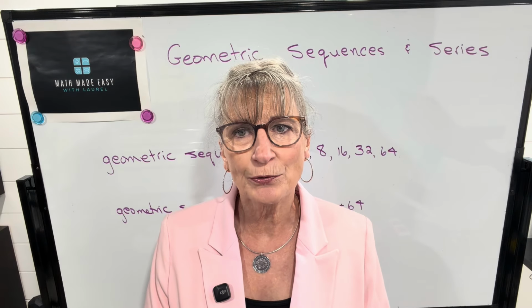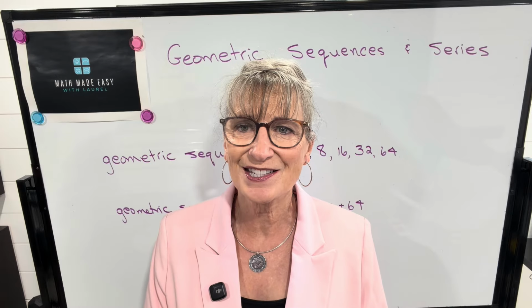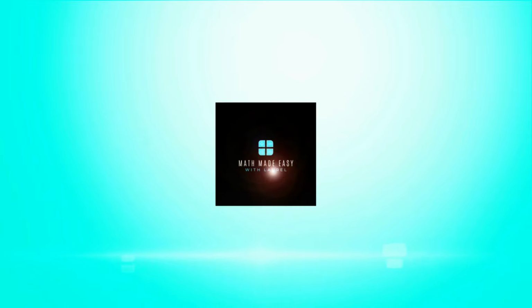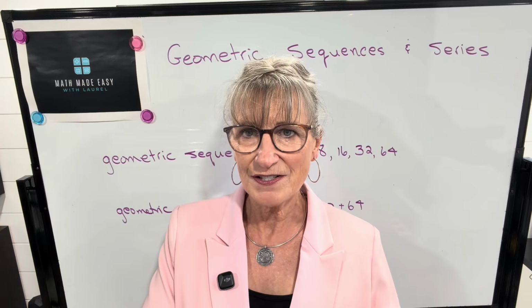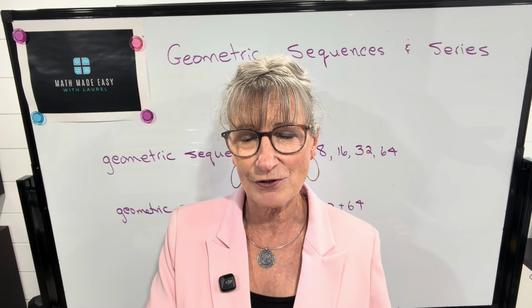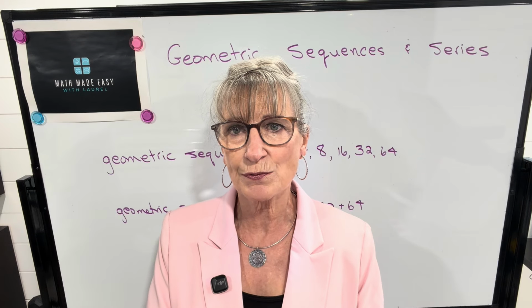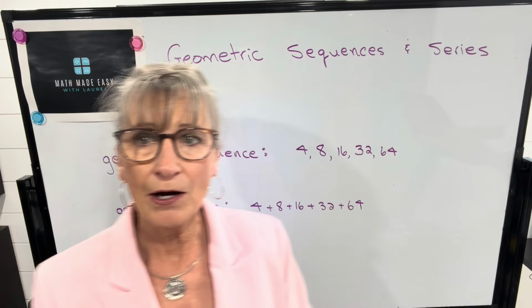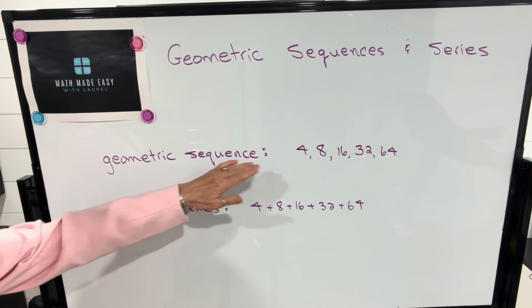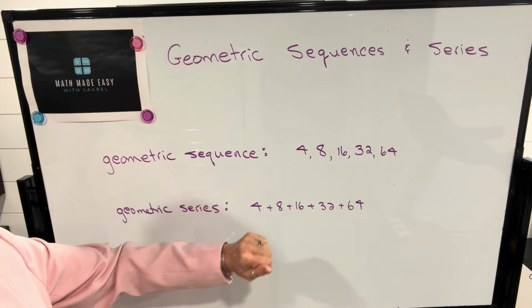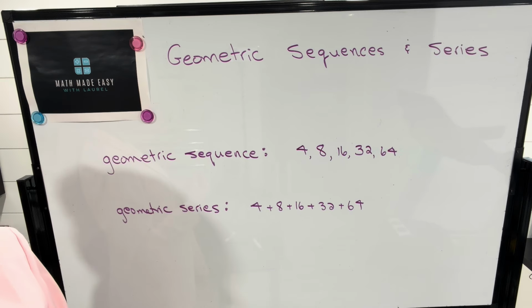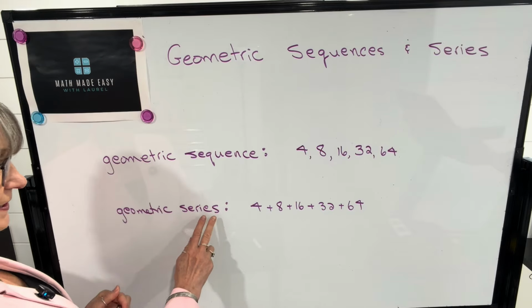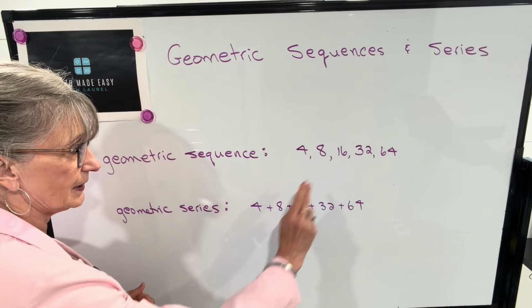I'm Laurel, and in this video we're going to talk about geometric sequences and series. In my previous video I talked about arithmetic sequences and series, where the relationship between the numbers was a common difference. However, with geometric, we also have sequences and series, and a sequence is simply an ordered list of numbers following a certain pattern or rule, whereas a series is the sum of the numbers in a sequence.